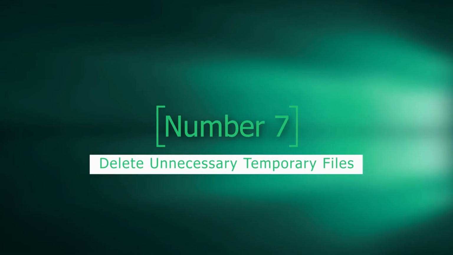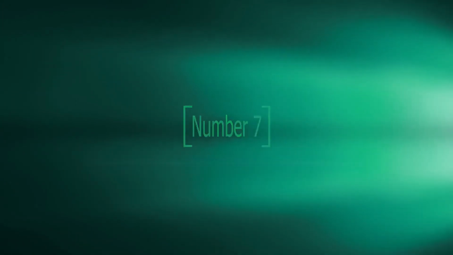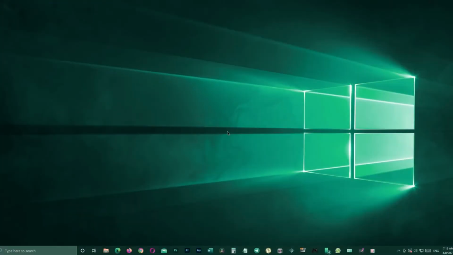Step number 7. Delete unnecessary temporary files. Whenever you open a program, your Windows will create tons of temporary files. And as the name suggests, these files are only for temporary use. The next time you open the same program, it doesn't need them and will create a new set of temporary files for its use. Unfortunately, on Windows, like any other OS, we use it to run programs, so this will continue forever as long as you use it.